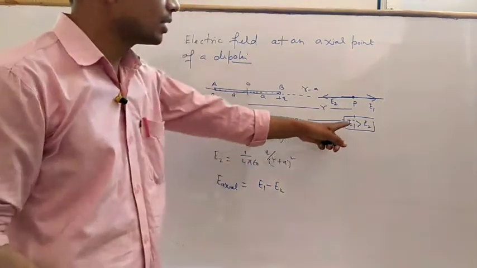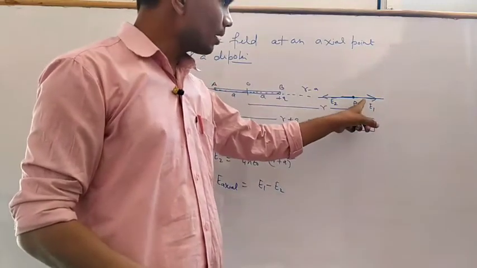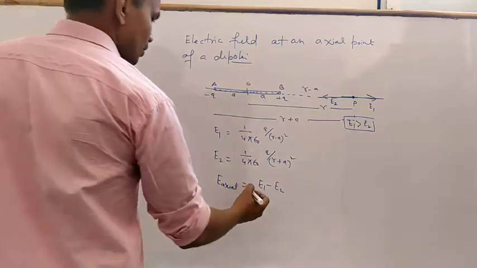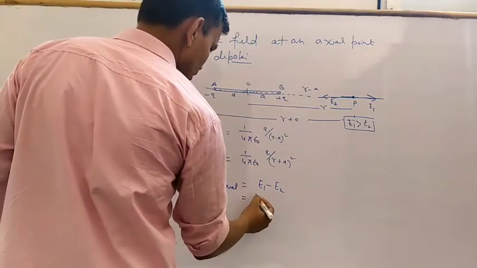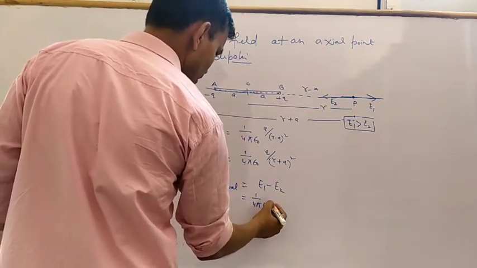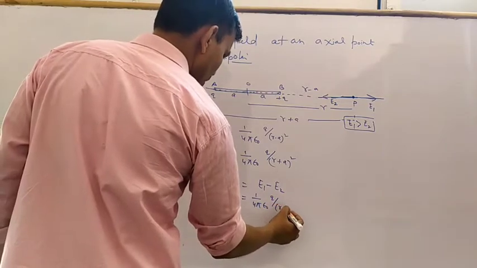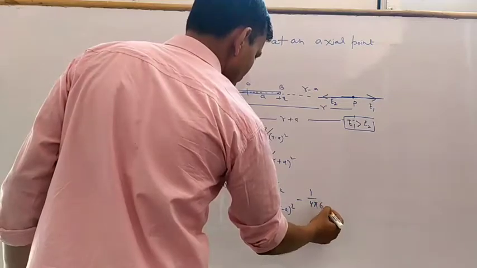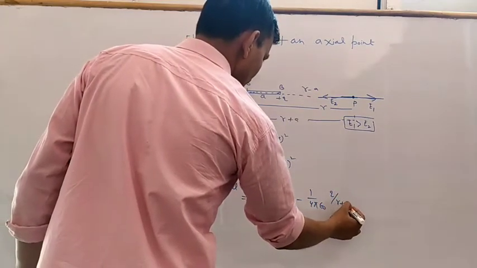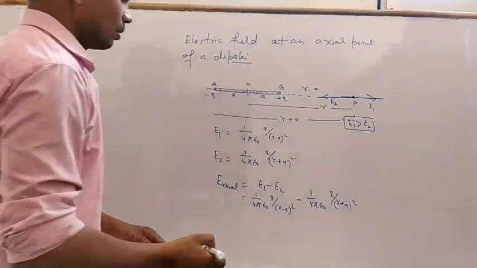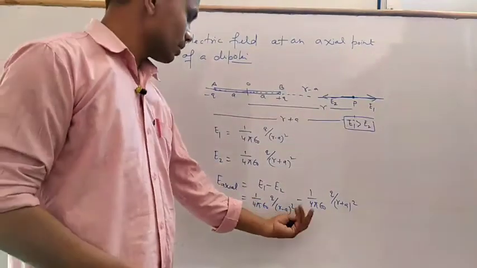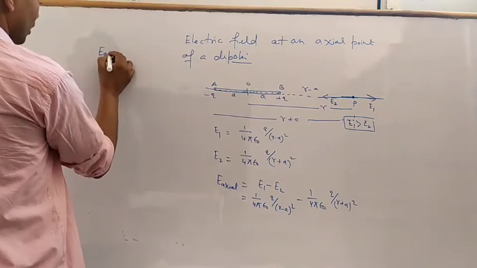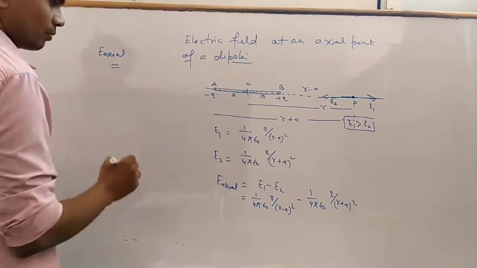The condition is that E1 is greater than E2 and they are opposite in direction, therefore there is the minus sign. So E1 is 1 upon 4 pi epsilon naught Q over r minus a whole square, minus 1 upon 4 pi epsilon naught Q over r plus a whole square. Now after this you have to take out what is common. So E axial is equal to what?